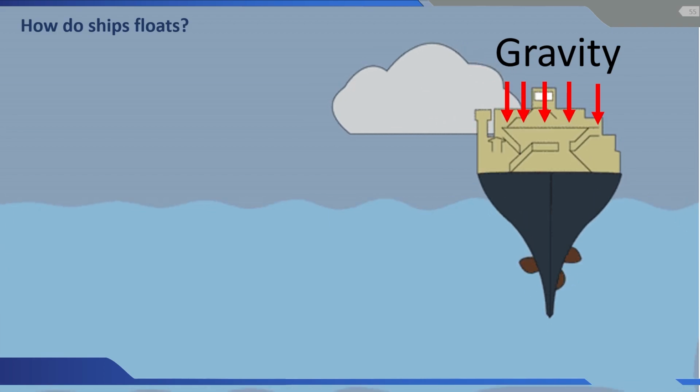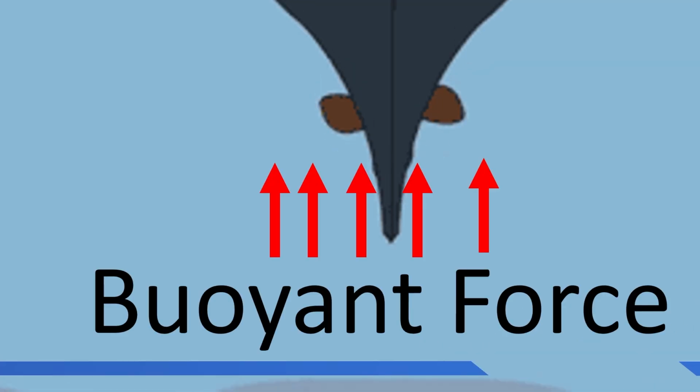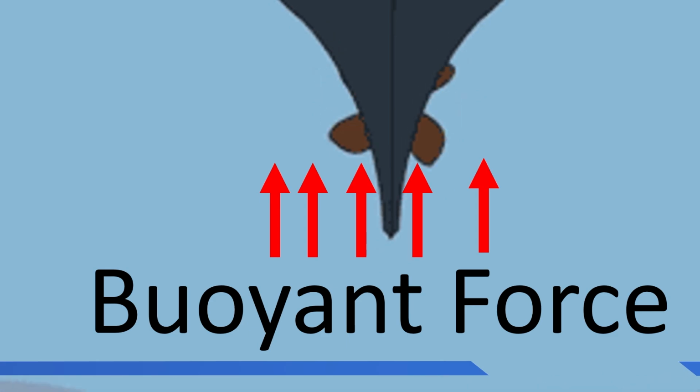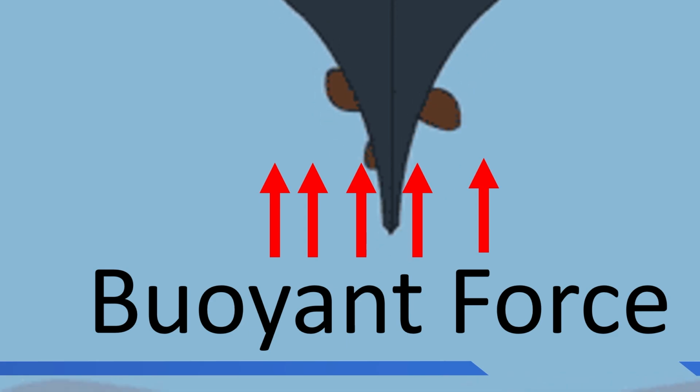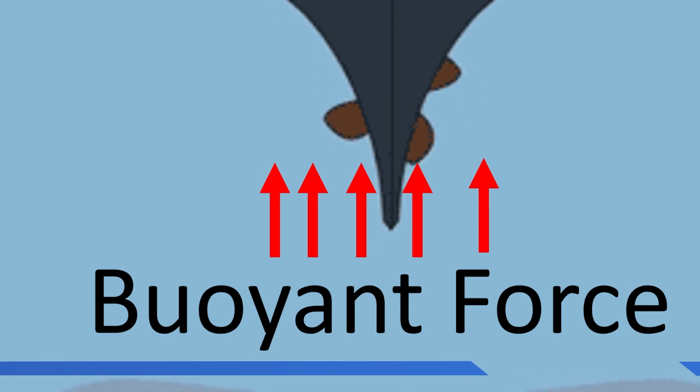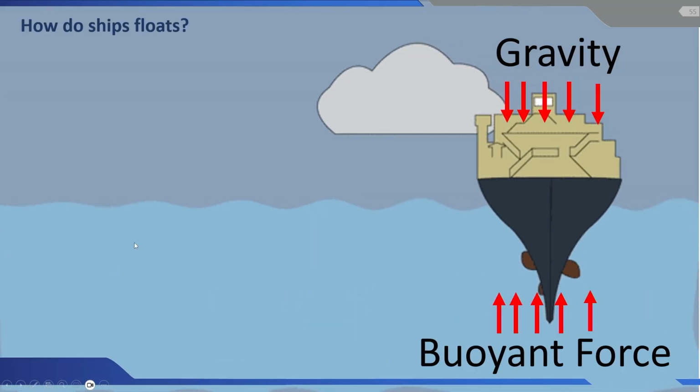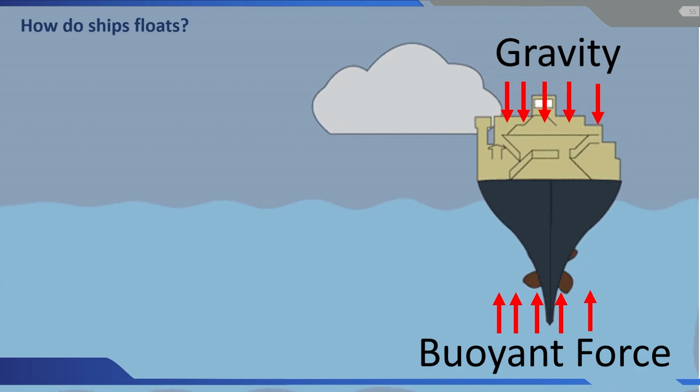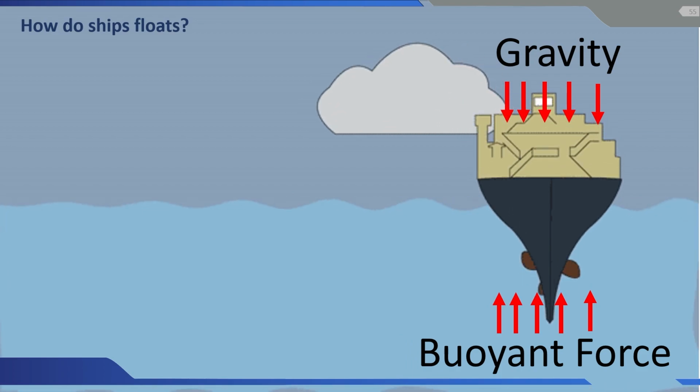As we know, gravity is a force that attracts objects toward the center of the earth. In the case of a ship, the gravity pulls the ship downward into the water. Buoyant force, on the other hand, is an upward force exerted by a fluid that opposes the ship's weight. Therefore, we can conclude that a ship floats because of the balance between the gravity force and the buoyant force.